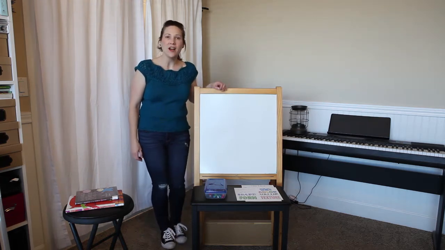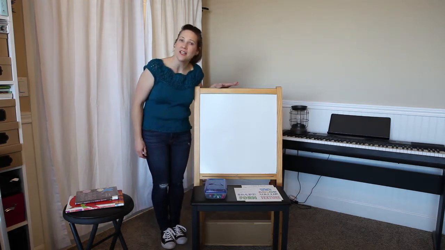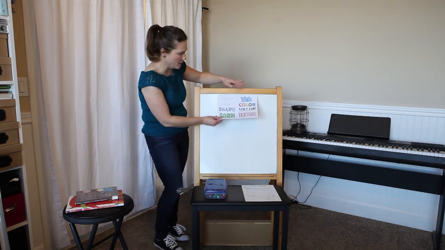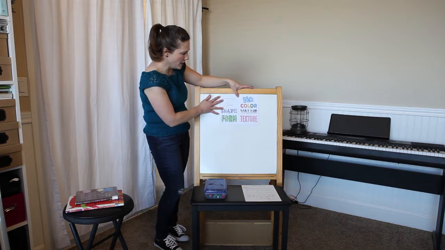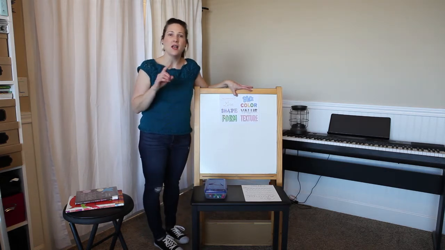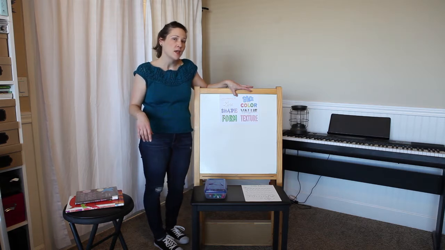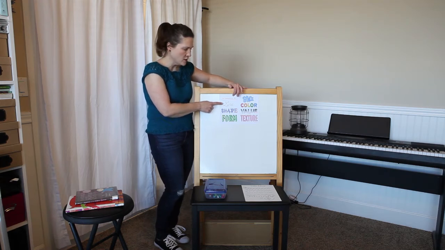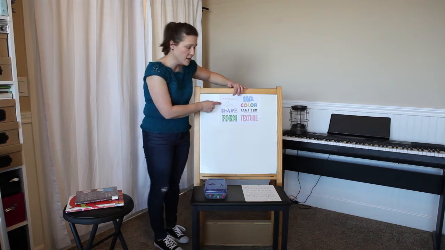And today we are going to have our first art lesson, and I'm going to put this up here. We are going to be talking about the first in the 7 elements of art. And here is a printout for the elements of art. The first one is line, and that's what we're going to be talking about today.